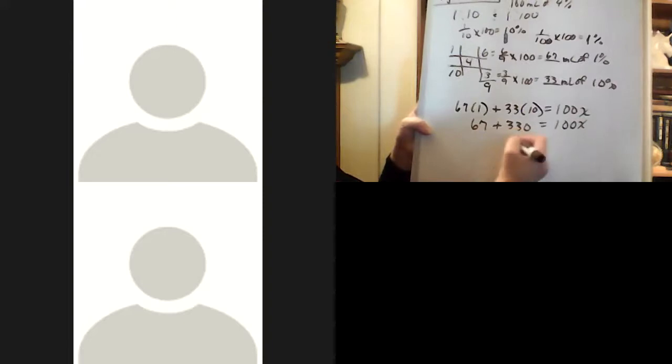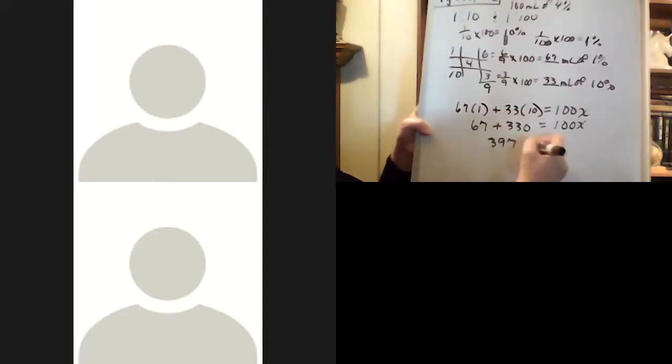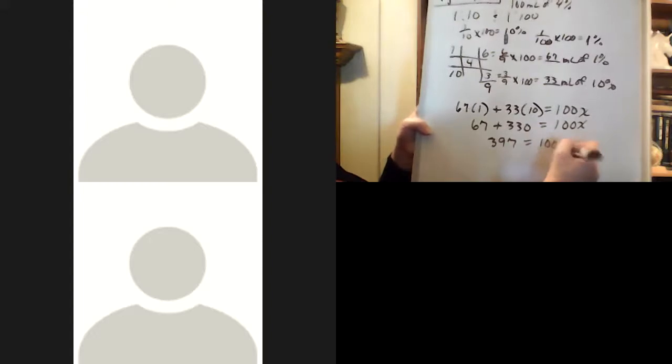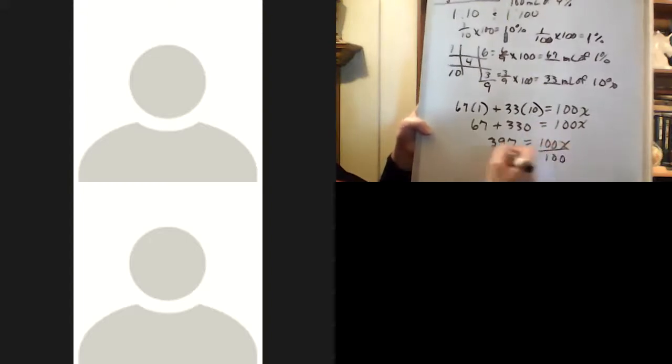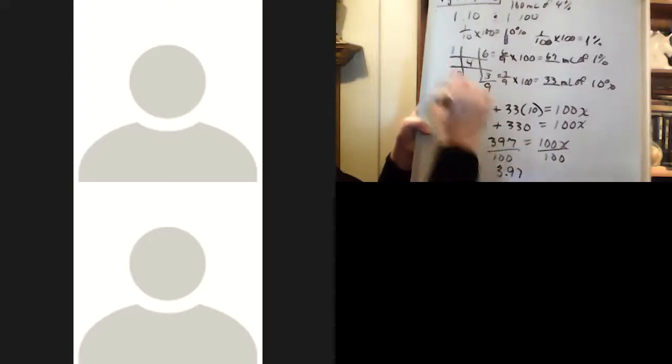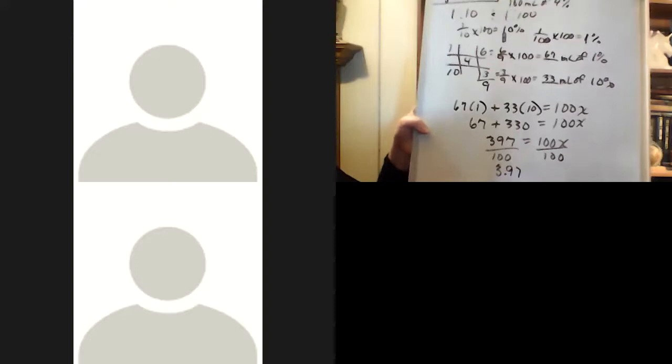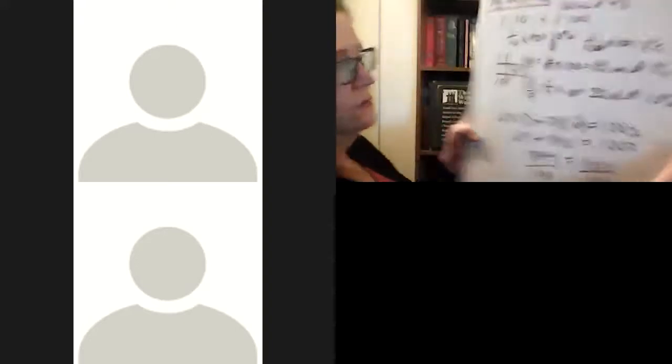67 plus 330 is going to be 397, right? And remember, I rounded these. Divided by 100, 3.97. Is that pretty darn close to 4%? Yes, so there you go. So that is correct. So that's your check.